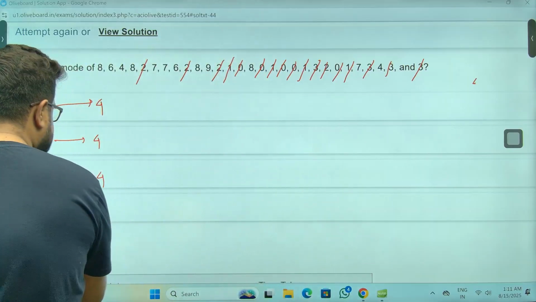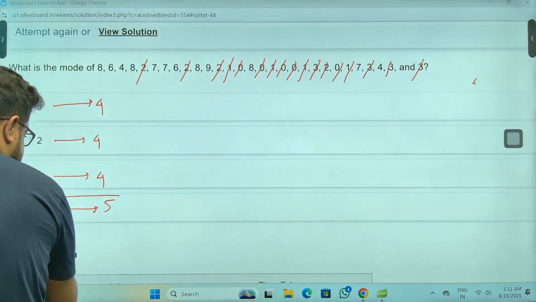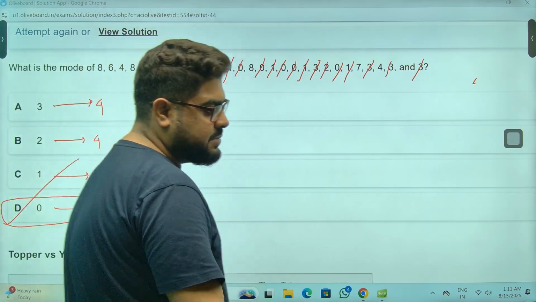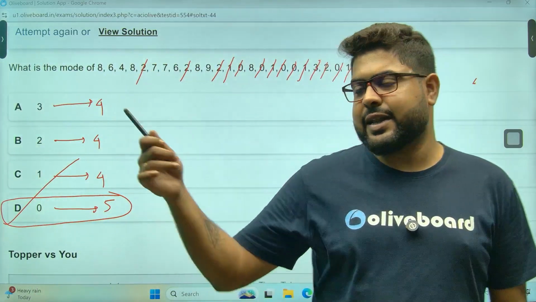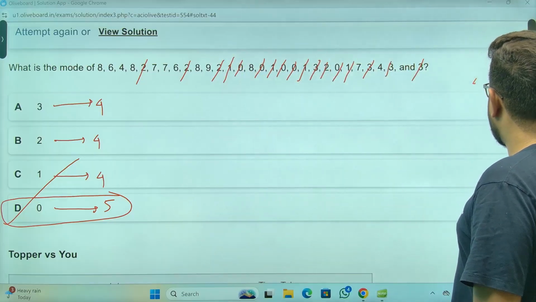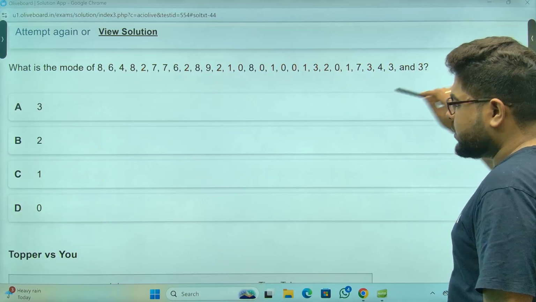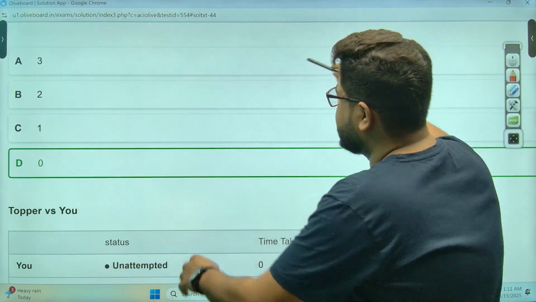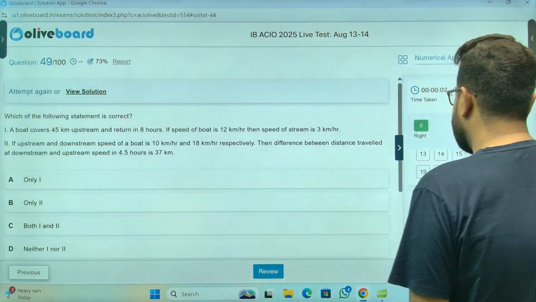5. Sir, once I get more than 4, that means that is my answer, because it is greater than 4, so it has to be my answer. So always only check with the options. Don't go for everything. That will take you more time.